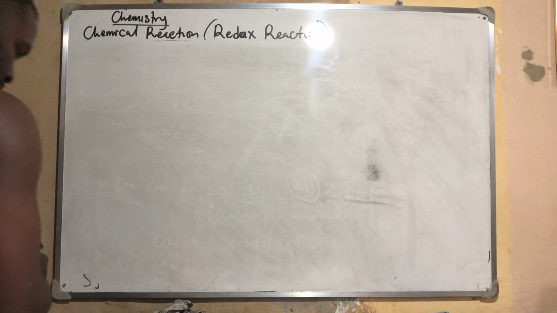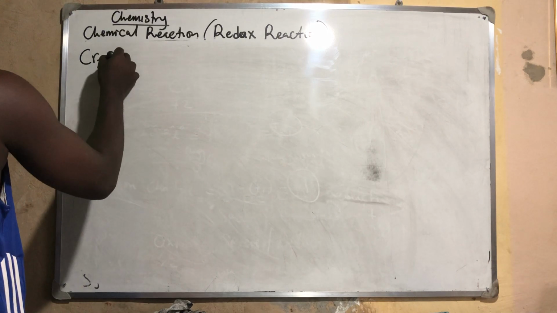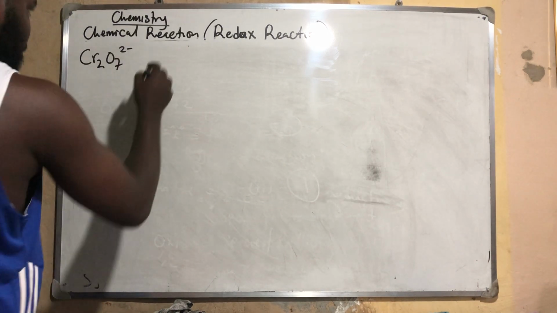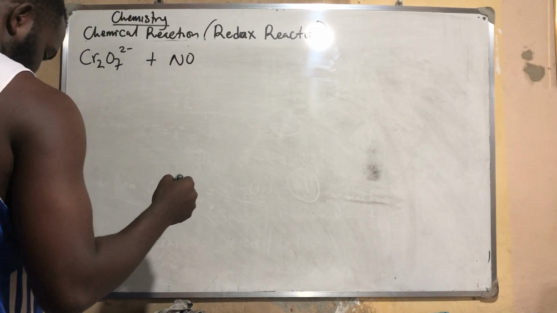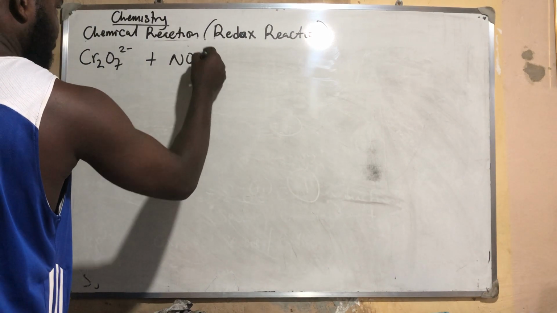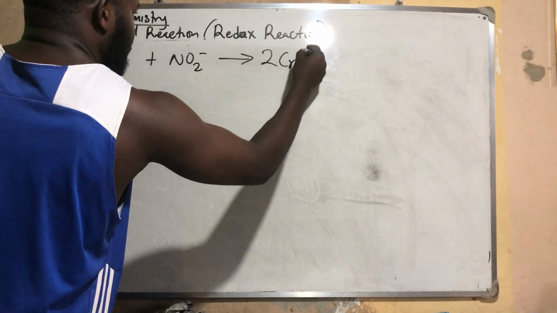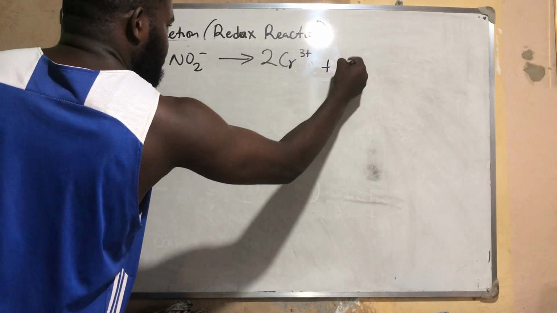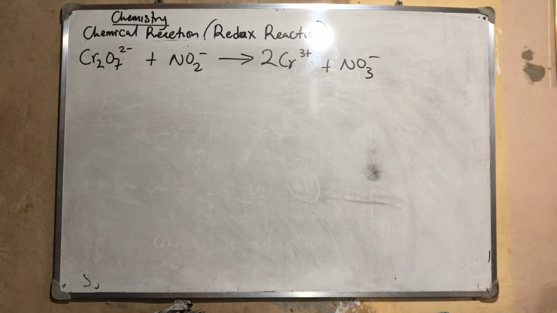The next one here, they gave us Cr2O7 2 minus plus NO2 minus to give 2Cr3 plus plus NO3 minus. Okay, so now we want to see what happened here.